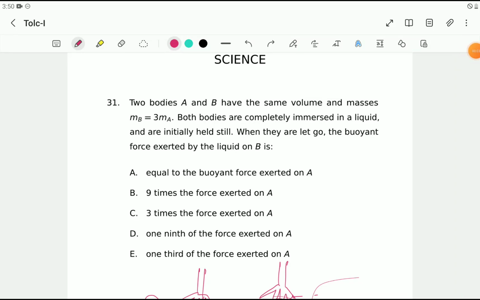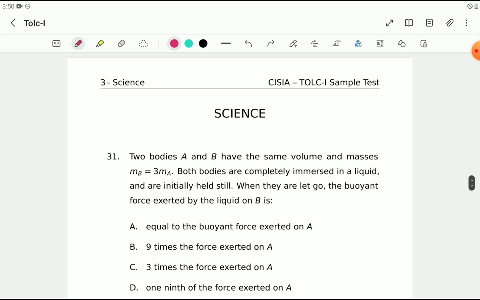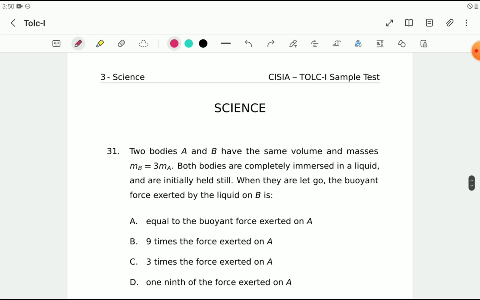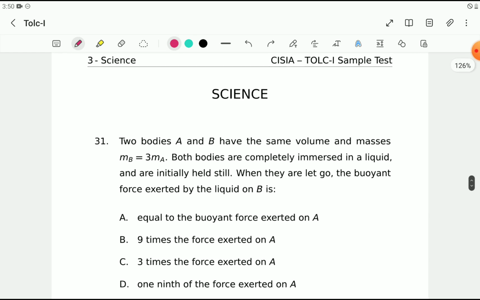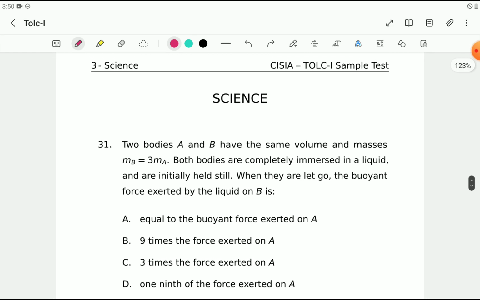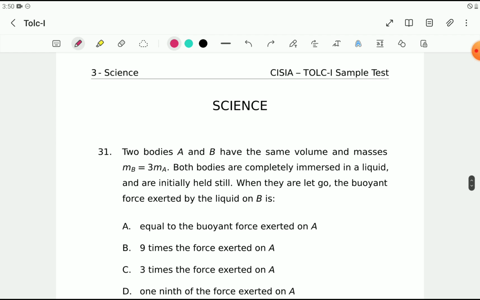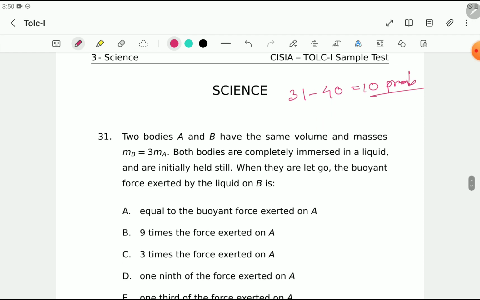So let's discuss science problems from the TOLC-I exam. This is the practice material I have been following for the last couple of weeks. This is problem number 31, and the science problems will be 31 to 40, in total 10 problems, mostly from physics. So let's start.